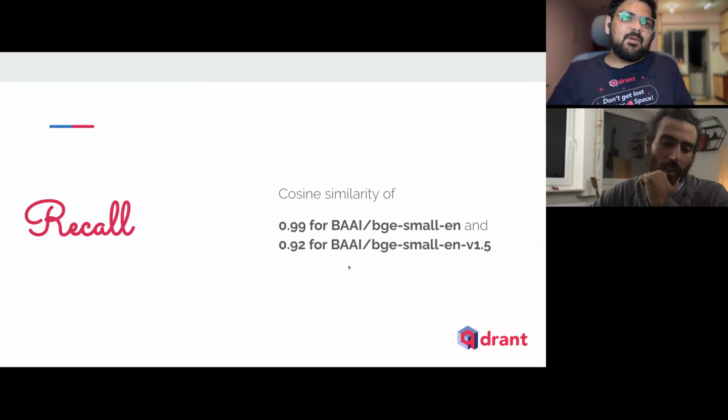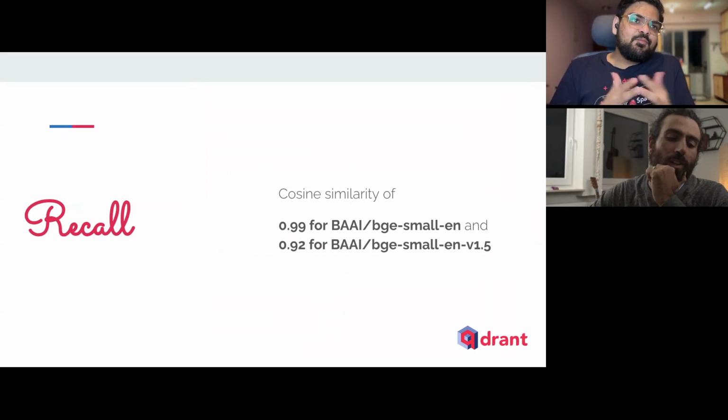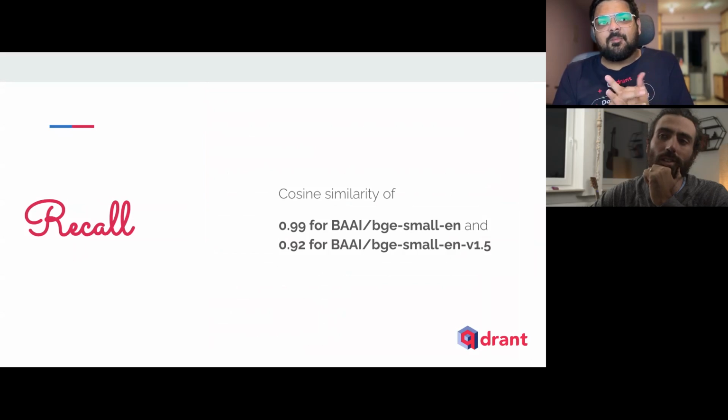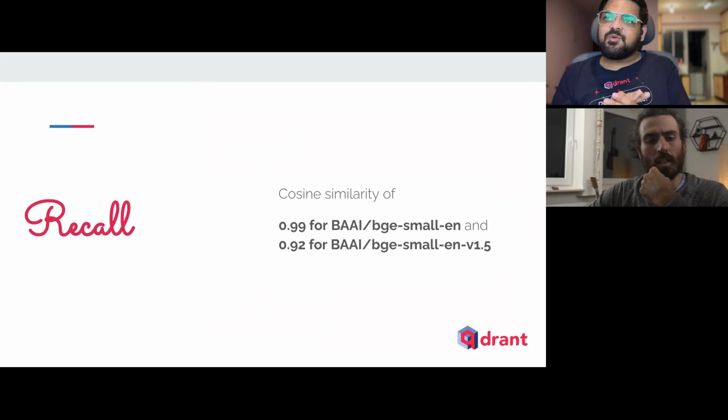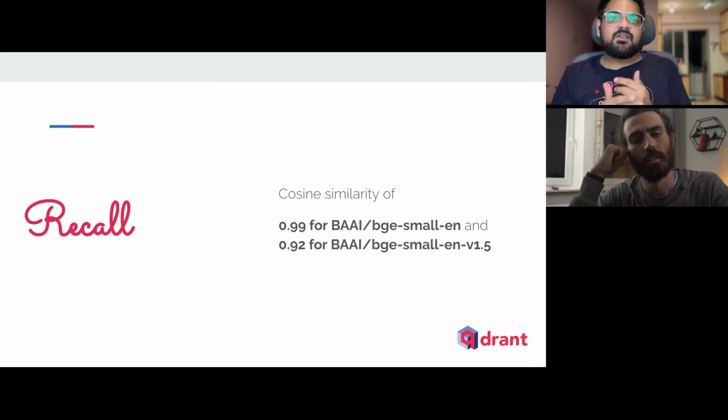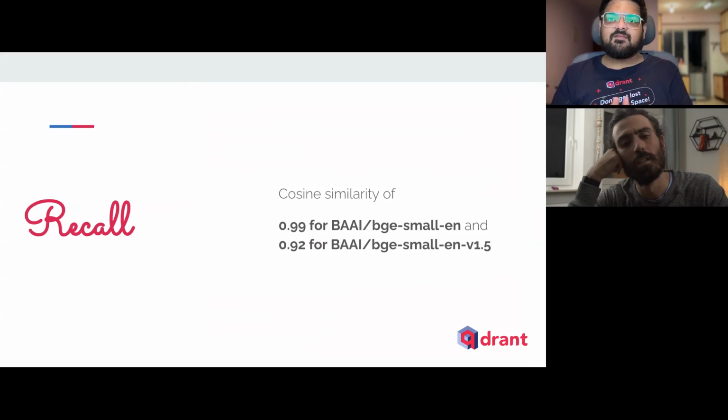Recall, how good or bad are these embeddings? We said we are making them fast, but how much performance do we trade off for that? So we did a cosine similarity test with our default embeddings, which was BGE small en initially and now 1.5, and they're pretty robust. We don't sacrifice a lot of performance.